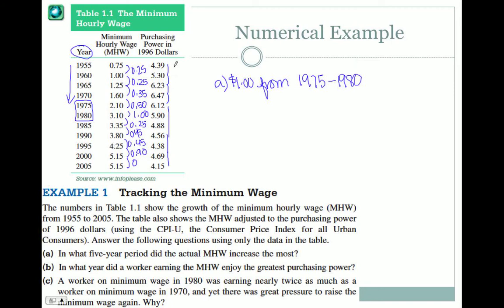So let's see here. Our purchasing power, we have 439, 530. So our biggest number that we ended up with was 647 through all of these, which was in 1970. C, a worker on minimum wage in 1980 was earning nearly twice as much as a worker working minimum wage in 1970, and yet there was a great pressure to raise the minimum wage again. Why?